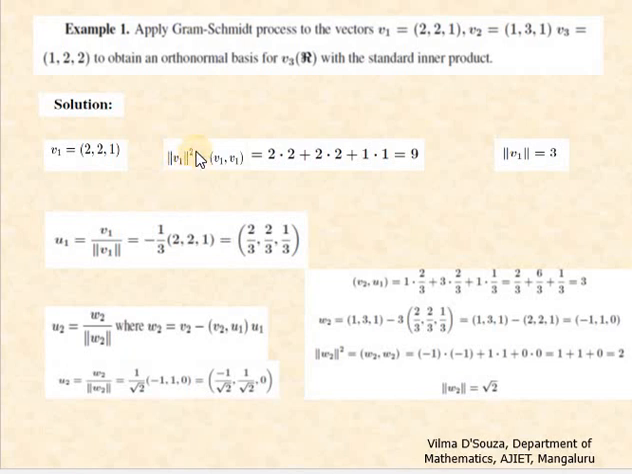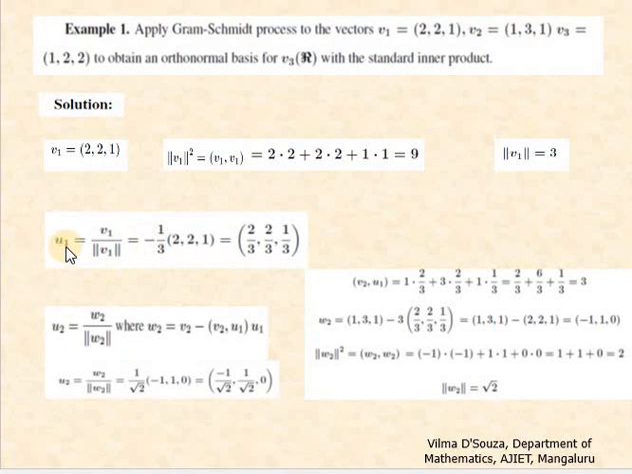What is the length of V1 square? V1, that is 2 into 2 plus 2 into 2 plus 1 into 1, right, is equal to 9. Or you can find directly the length of V1 as root of 2 square plus 2 square plus 1 square. Both are one and the same. That is root 9, that is equal to 3.